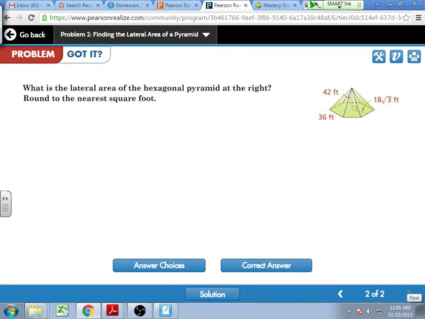Try this. You have another hexagonal base. So to find big B, we use 1/2 the perimeter of the base times that apothem. It tells you here that your apothem is 18 radical 3. You can confer with someone close to you if you'd like. Oh, lateral area. Oops.